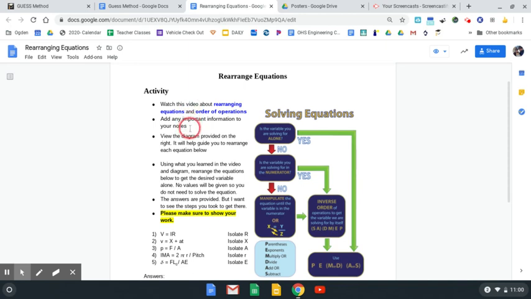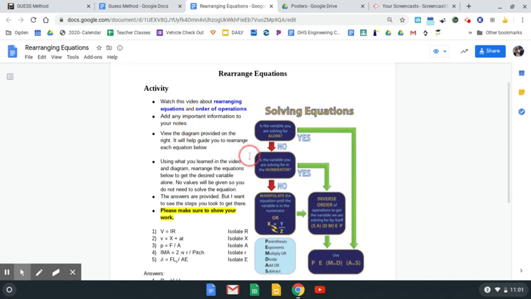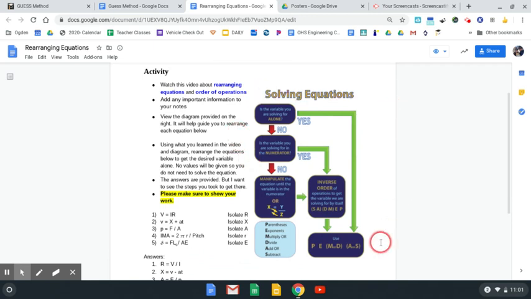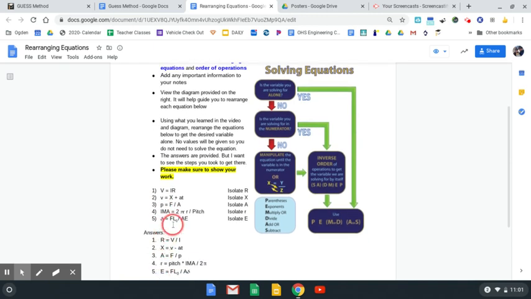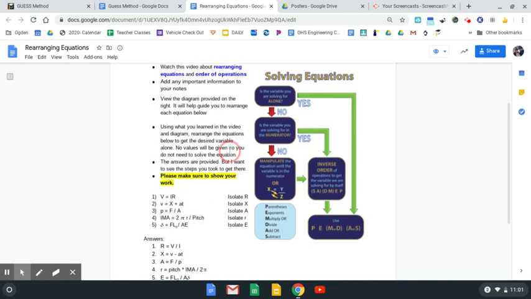They are very important. And then the bulk of what I want to talk about is this diagram that I'll get to in just a minute. The assignment is just to rearrange these equations. The answers are here, but what I care about seeing are the steps, okay? So let's go through this.